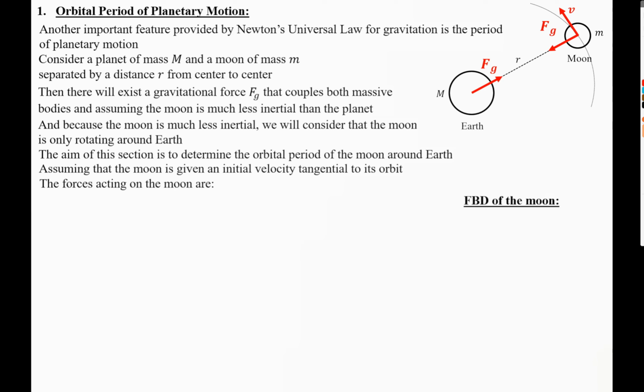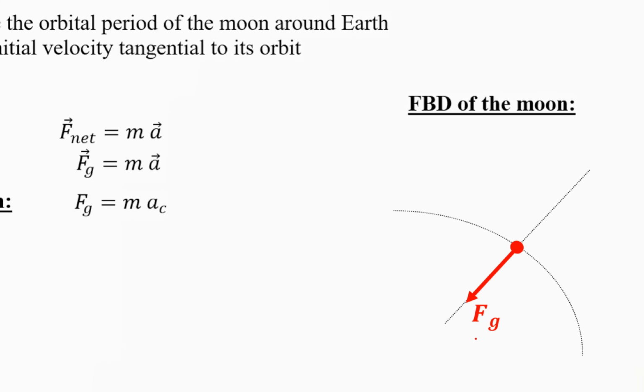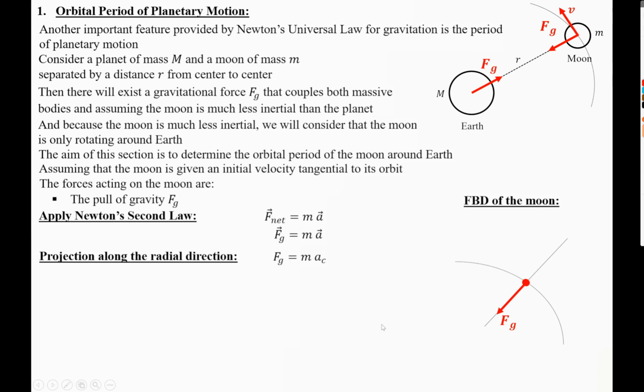The force acting on the moon is the pull of gravity, represented here in the FBD, and now we can apply Newton's second law, F net is ma, which is basically Fg is ma. Fg is the only force acting on the moon. Now we can project along the radial or centripetal direction. That would be Fg is m a_c. Fg lies completely along the radial direction, so we don't have cosine or sine, and the acceleration becomes the centripetal acceleration, related to speed by v squared over r. Now we can cancel the masses and the radius.